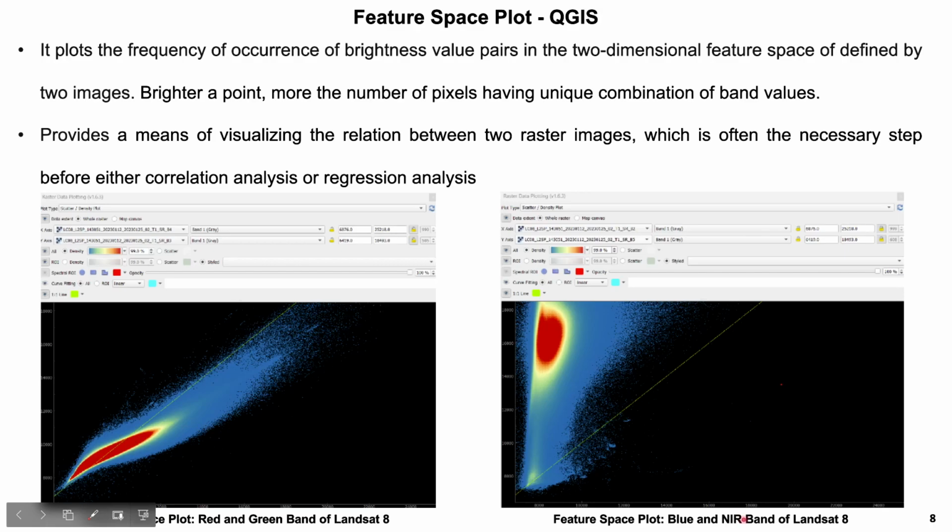And on the right side I have plotted the blue band and the NIR band of Landsat 8. In this you can see it's not very strongly correlated, but here we can see the low DN values for band 1 and the high DN values for the NIR band appearing to be bright. Can anyone tell me why? What could be the reason for this dark bright red spot at the top?